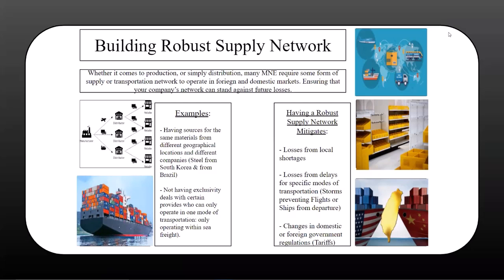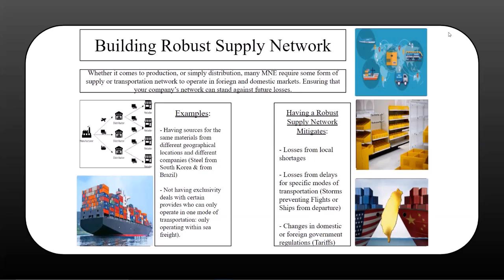Some examples of building a robust supply network include having sources for the same materials from different geographical locations or companies. For example, getting steel from both Korea and Brazil, and not having exclusivity deals with certain providers who can only operate in one mode of transportation. For example, only operating within sea freight.